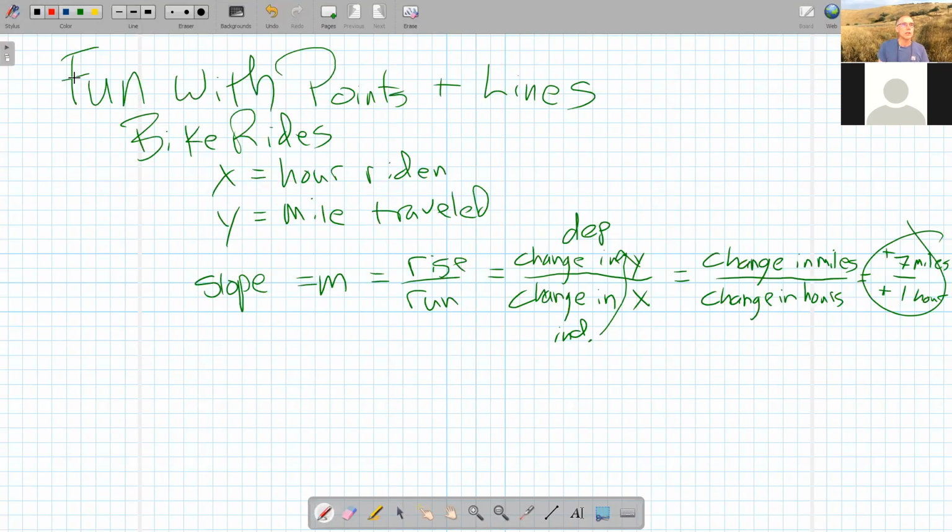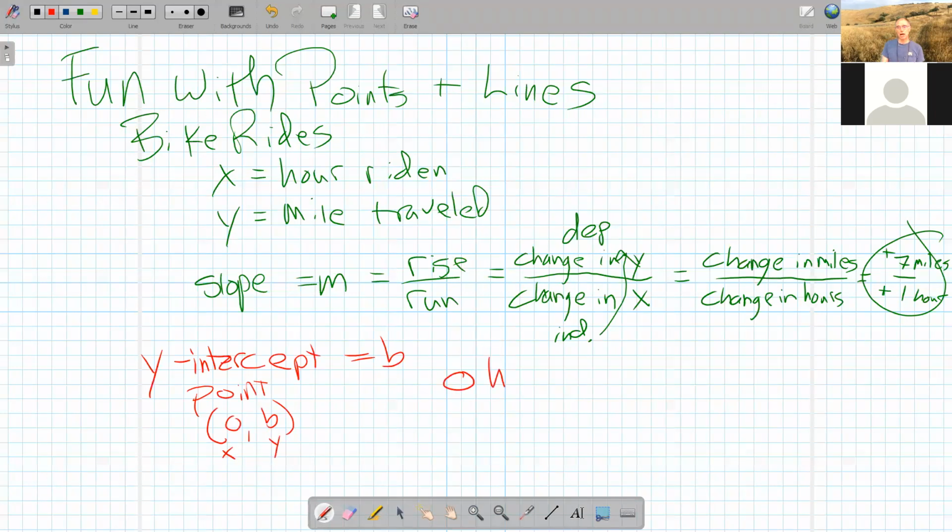So let's switch colors. Y-intercept. A y-intercept, often we give it the letter B, is actually a point. It's the point (0, B). So x is 0 and y is B. So for me, that means 0 hours means 1.347 miles. So in a sentence, if Gary bikes no time, he's gone 1.347 miles. What? That's crazy talk. Nonsense.